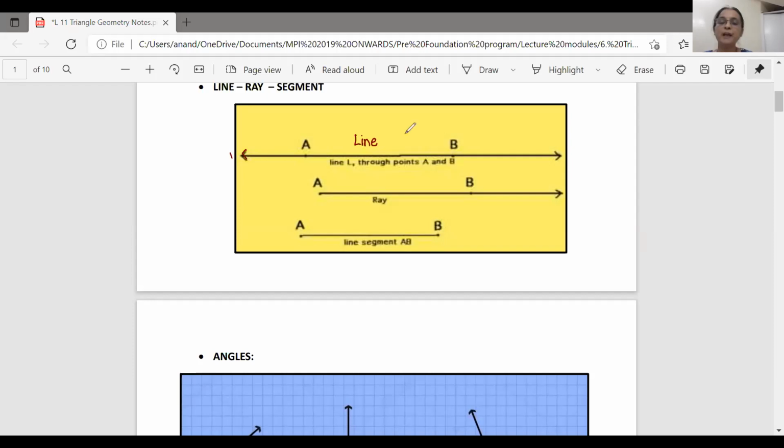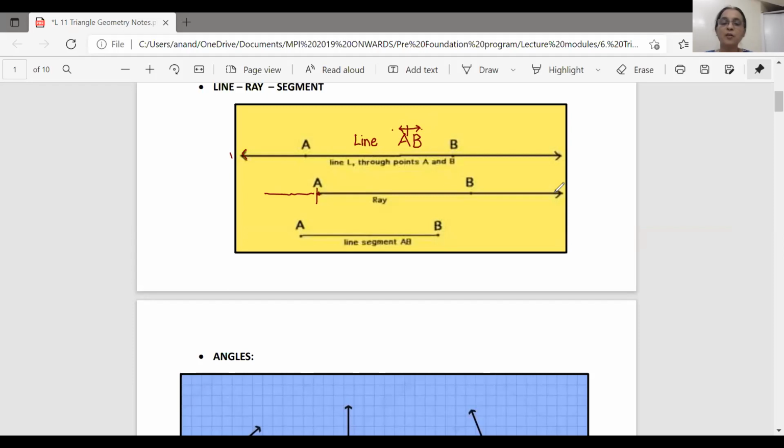And how I will write this also with a symbol, I will call it line AB, or I will simply draw this sign on top of it. That will be the symbol of line AB, extending indefinitely on both sides. Now suppose I cut this line somewhere and stop extending it on one side. I will keep extending it on the other side.